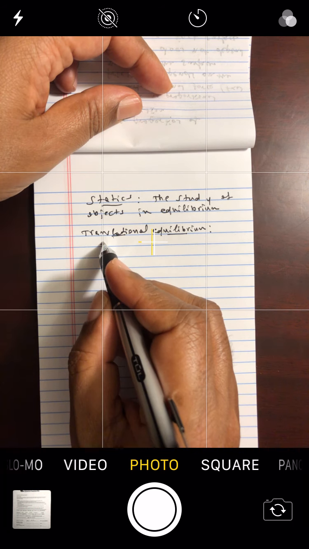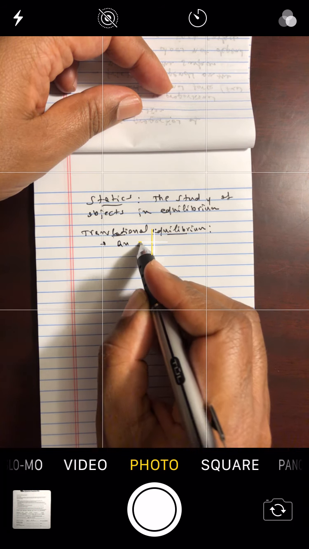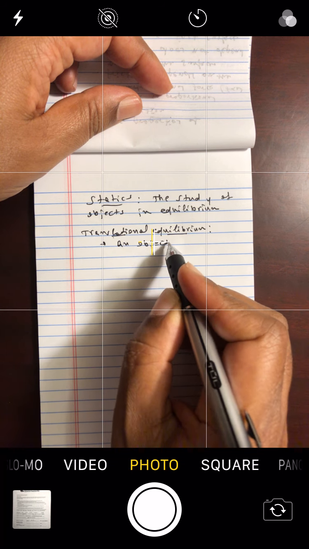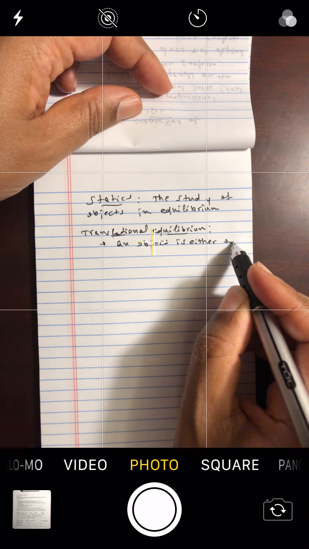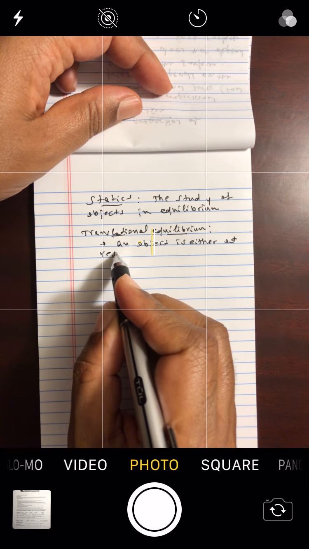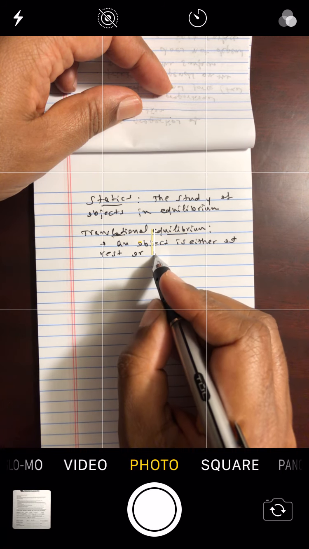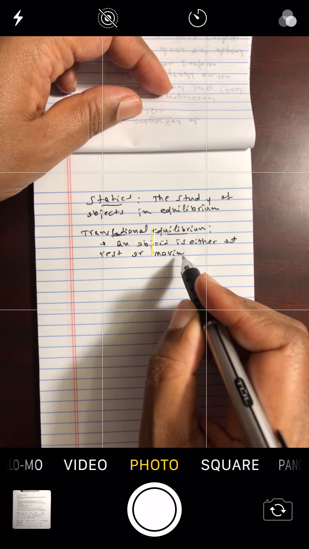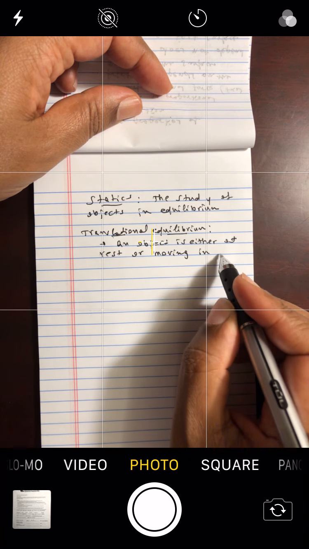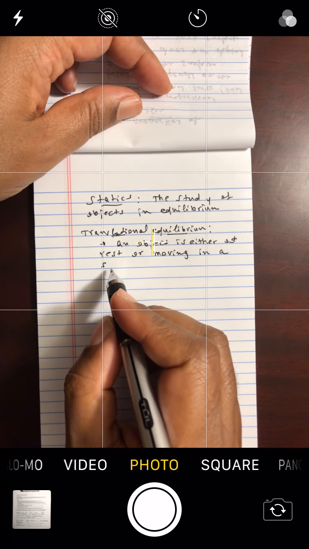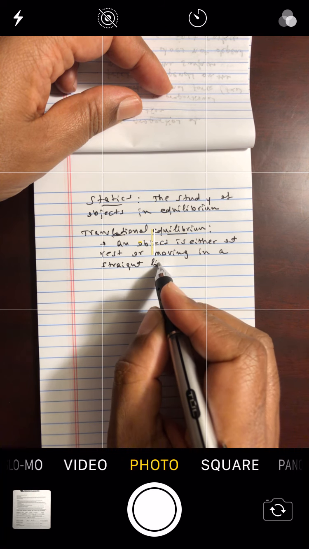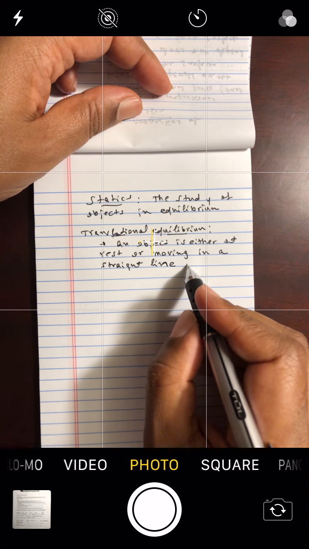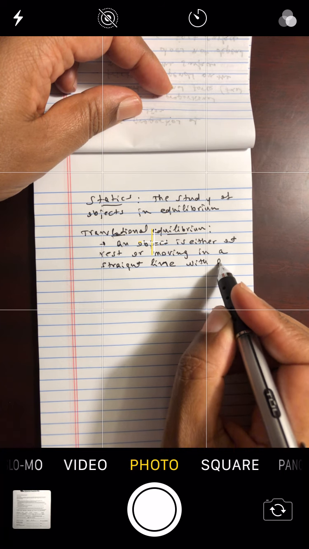So this means an object is either at rest or moving in a straight line with a constant speed.